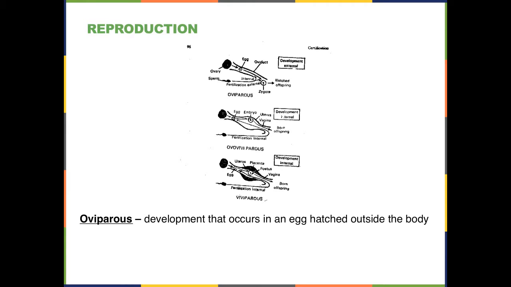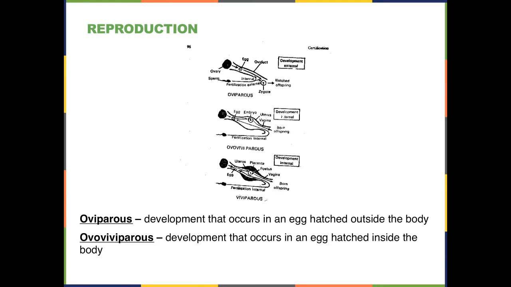Oviparous organisms have an egg. This egg is fertilized. Sometimes it's internally fertilized. Frequently it's externally fertilized. Then this egg is laid outside the body and then hatched outside the body. So both the egg is hatched outside the body and laid outside the body.